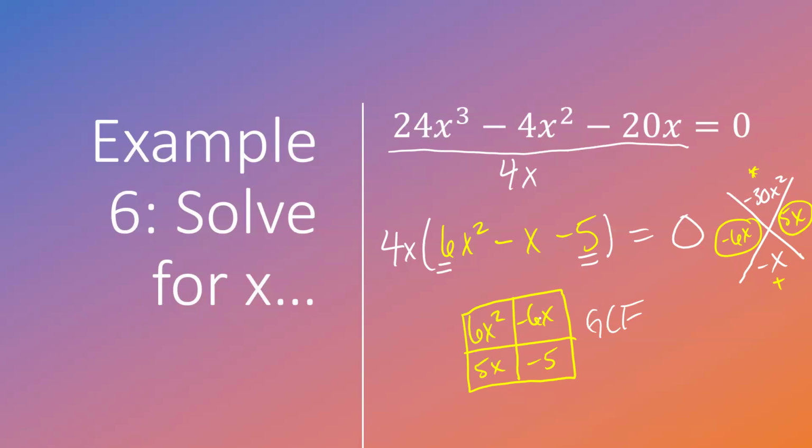So the GCF here is what? 6x. What's the GCF here? 5. GCF of my first column? x. GCF of my last column? -1. Okay, so now we can write our full factors. Don't forget your GCF from your original, right? So our factors are 4x, 6x plus 5, and x minus 1 equal to 0.